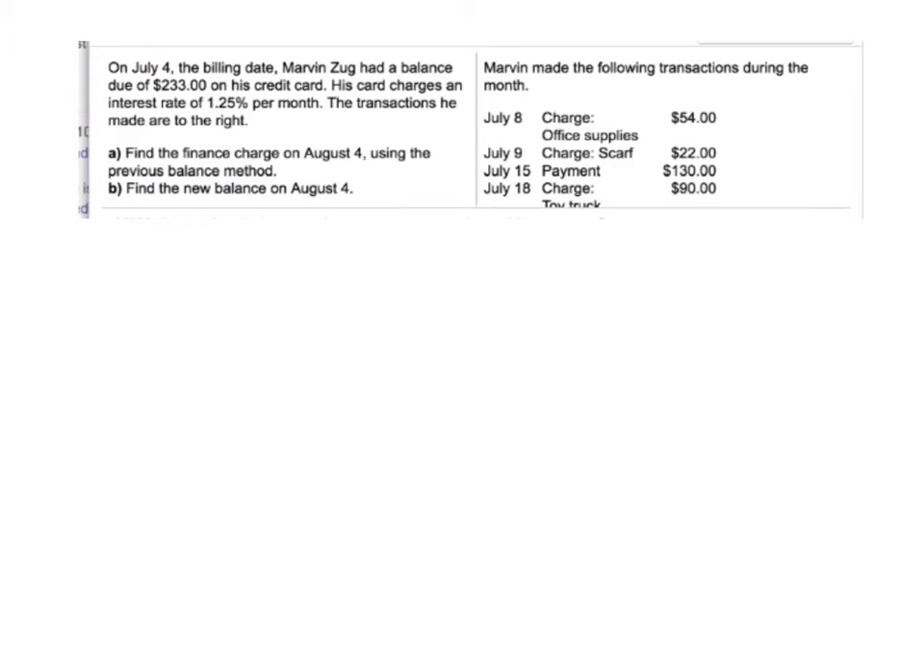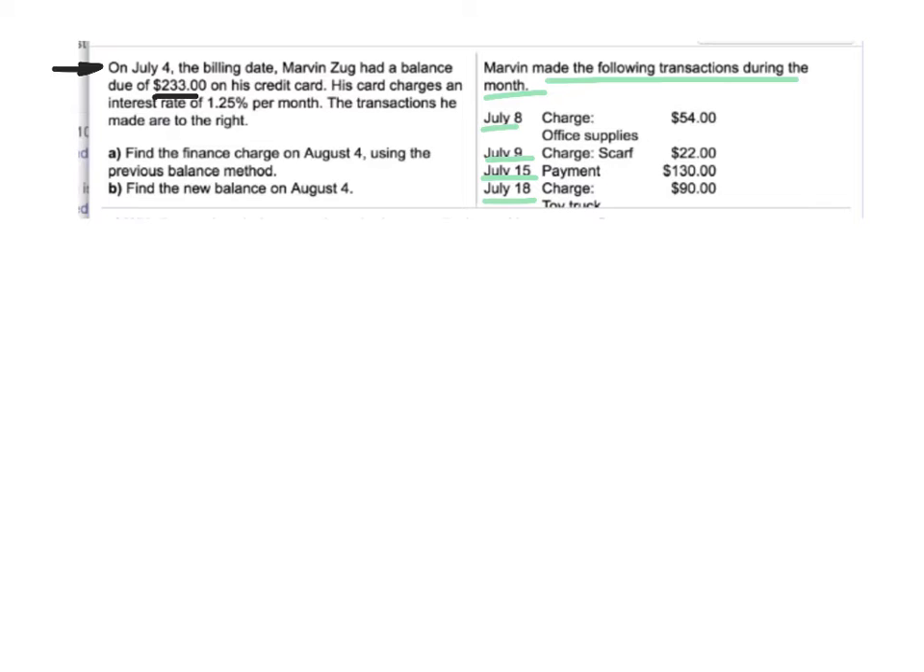So let's start off by making sure we understand exactly what the question is telling us. It says on July the 4th, this is the first date we have right here, that Marvin had a balance of $233 on his credit card. And if we look over here to the right, it tells us about the transactions that he made during the month. So we're looking at all these dates, July 8th, 9th, 15th, 18th, etc.